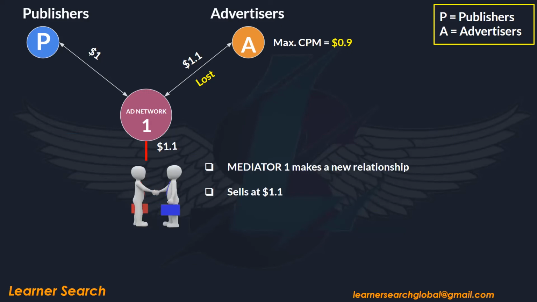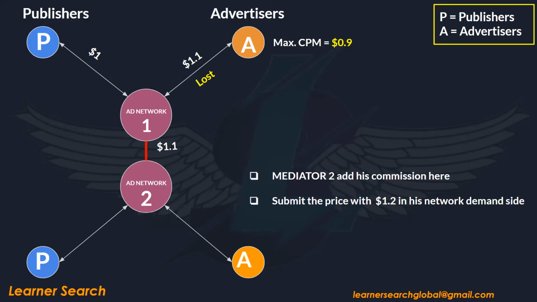Mediator one makes a new relationship. It means he'll go for the new relationship, nothing but ad network two, at the same price. Now ad network two is having supply and demand again. So you can say ad networks obviously have supply and demand only. Whenever the mediator takes this request, he definitely adds some commission to it. The setup is such that the commission is added and the price is submitted as 1.2 on his network demand side, in the sense of advertisers.